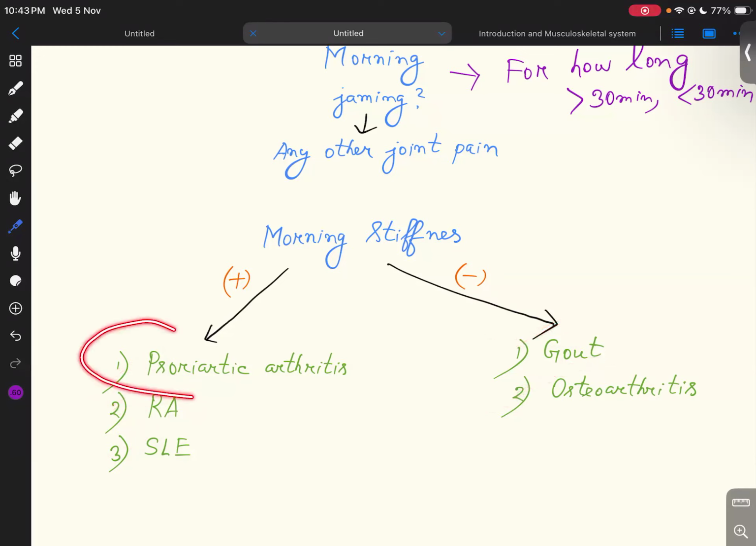For psoriatic arthritis, we have to ask, do you have any rash? And during physical examination, we have to search for every possible area of psoriatic rash. What are the possible areas? Starting from the nail, we have to check for nail pitting. Then we have to check at the knuckle. Then we have to check at the elbow. Then back of the hair.